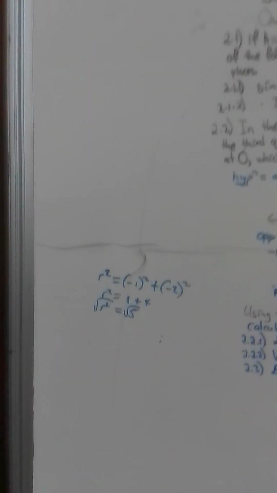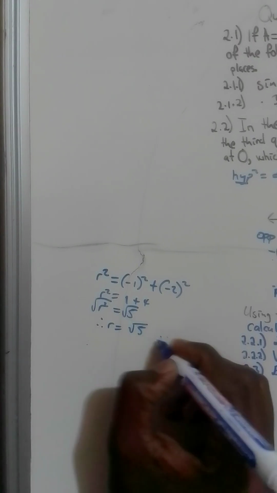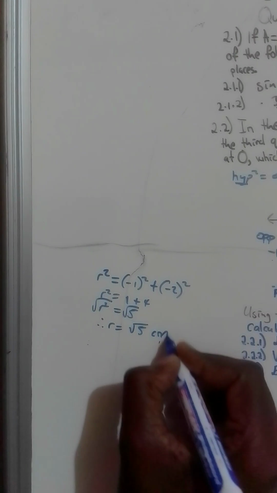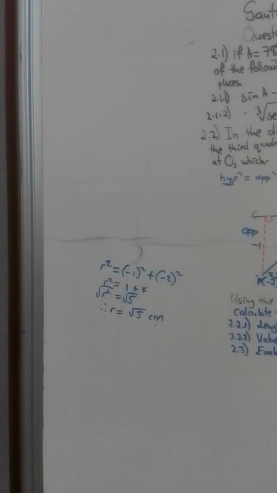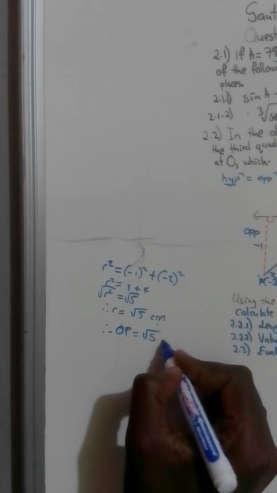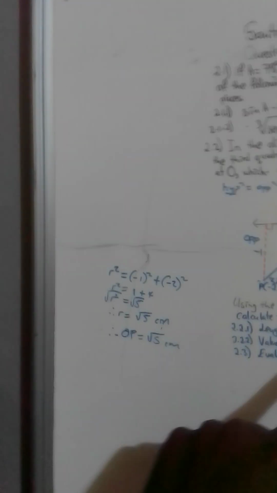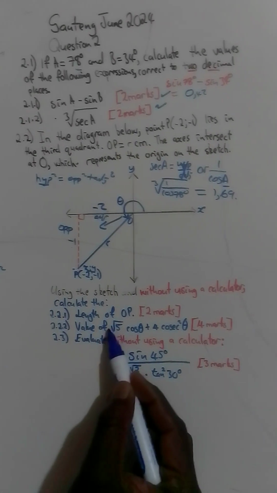So the answer that I get, I say therefore my r is equal to square root of 5, and remember centimeters, because we were given in the scenario that it was r centimeters. Now they said I must determine the length of OP, and OP is r. So I say therefore OP is equal to square root of 5 centimeters. I have answered as they wanted me to, because they told me about OP. Okay, done.